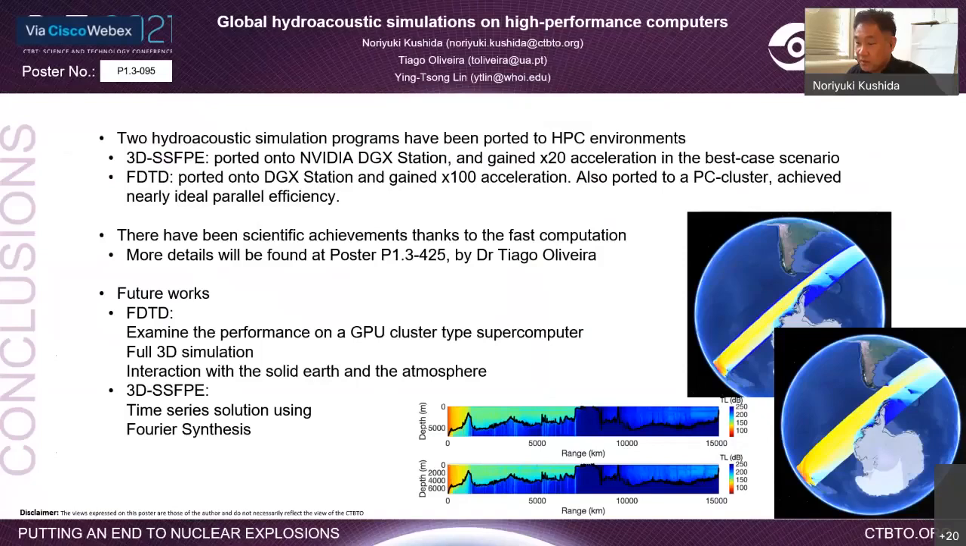So our effort is not just for convenience, but the high computer power enables us to find some scientific achievement, and actually Dr. Tiago Oliveira presents some of such scientific achievement at the poster of P1.3-425. If you are interested, please also visit his poster. Thank you.